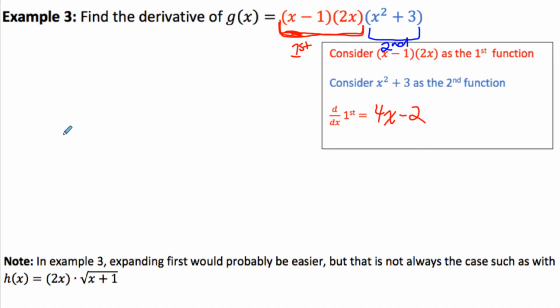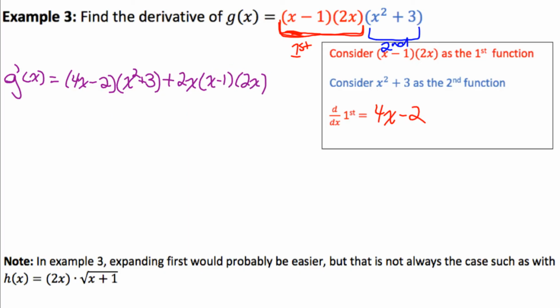So when I follow product rule, g prime of x equals the derivative of the first function, and keep in mind I'm counting everything in red as the first function, so 4x minus 2, times the second function, the blue part, x squared plus 3, plus the derivative of the second function, 2x, times the first function, everything in red, so x minus 1 times 2x. Now that's the derivative, it just needs to be simplified.